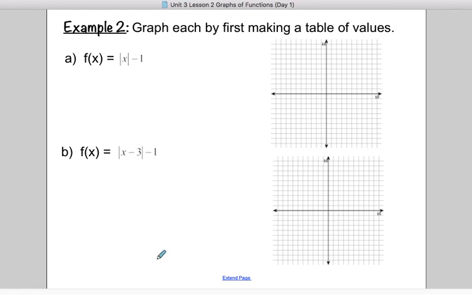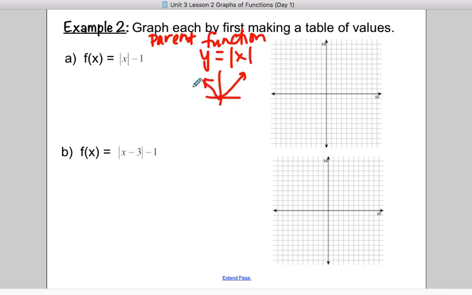Okay, so these are absolute value. My parent function is the absolute value of x, which is the V shape. It starts at the origin and makes the V shape.